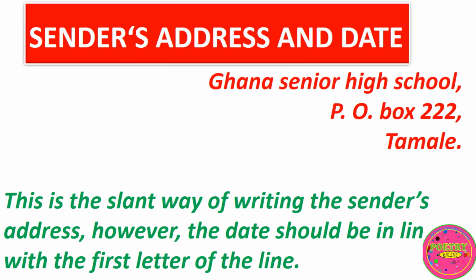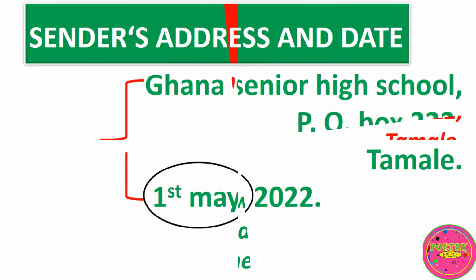However, the date should be in line with the first letter of the first line. When you decide to use a slanted form, always remember that the date should be in line with the first letter of the first line of the address. Ghana Senior High School, Post Office Box 222, Tamale, 1st May 2022. So, you can see, even though the address is slanted, the date is in line with the first word of the first line of the address. That's Ghana. So, always remember to do this. One more thing. 1st May.